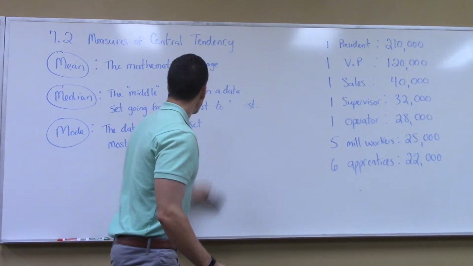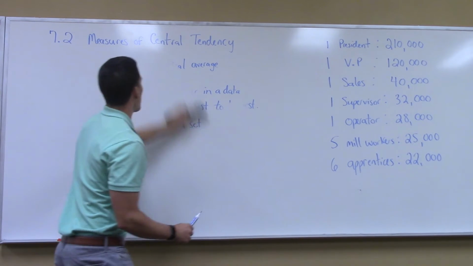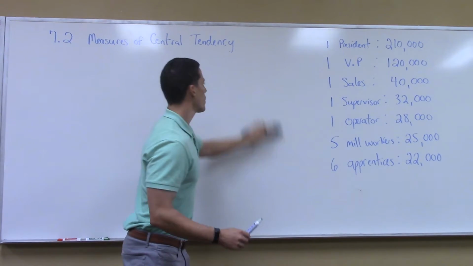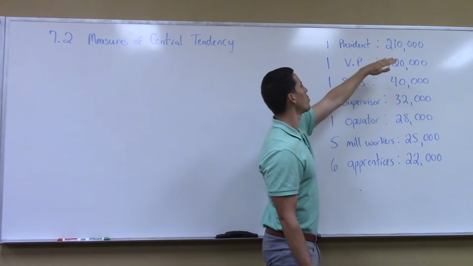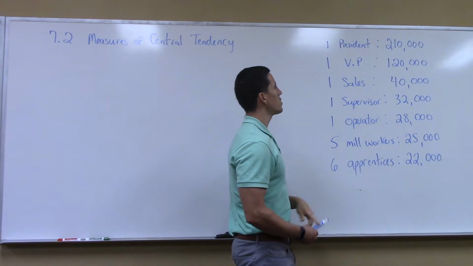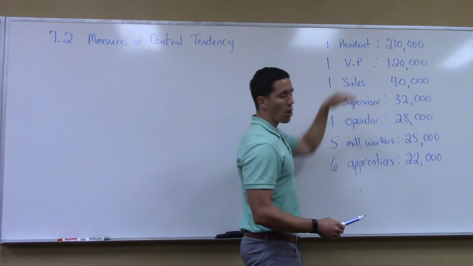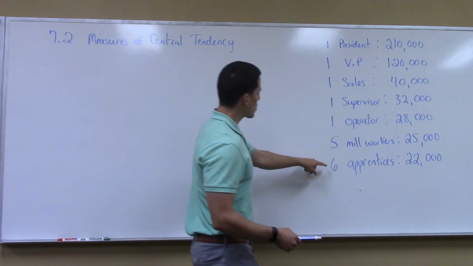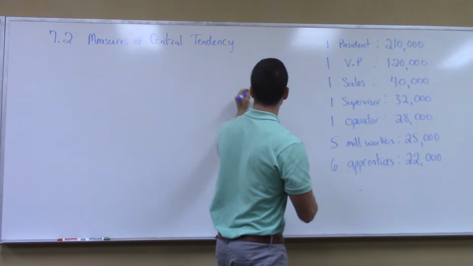So here's the example. The example is of salaries at a company, and you'll notice for this particular company we have one president making $210,000, one vice president making $120,000, so on and so forth, listing all of the employees of the company. We actually have here, let's see, 11, 12, 13, 14, 15, 16 employees.